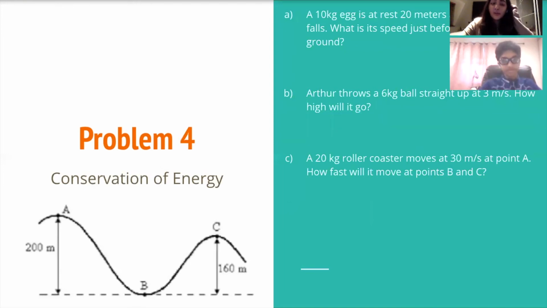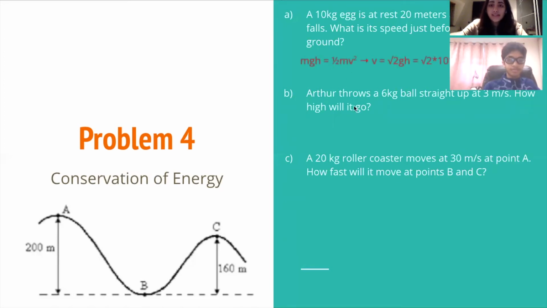So now we're going to do some problems related to conservation of energy. First up, a 10 kilogram egg is at rest at 20 meters above the ground. It falls. What is the speed just before hitting the ground? So again, just around 3 seconds, pause the video and try out the problem.